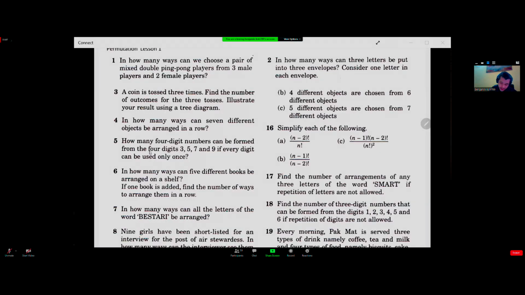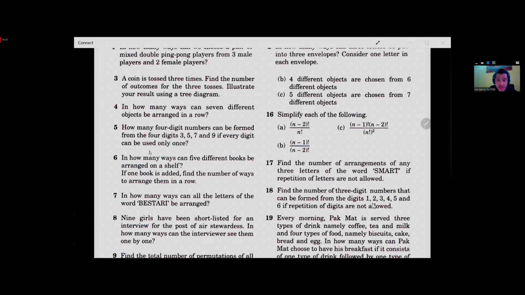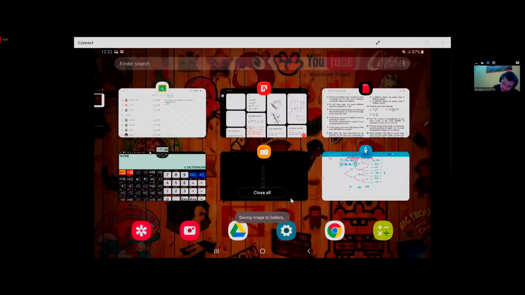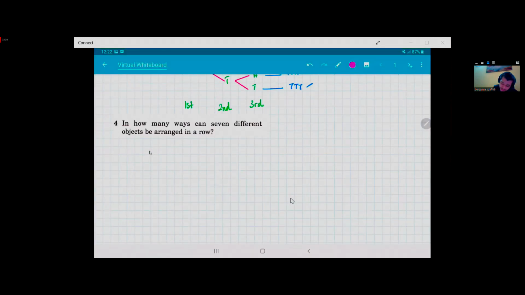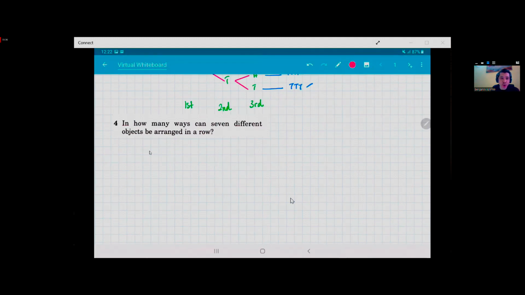Let's look at question number 4. Soalan nombor 4. So for question number 4 now, it says, in how many ways can 7 different objects be arranged in a row? Berapa cara 7 objek boleh disusun sebaris?